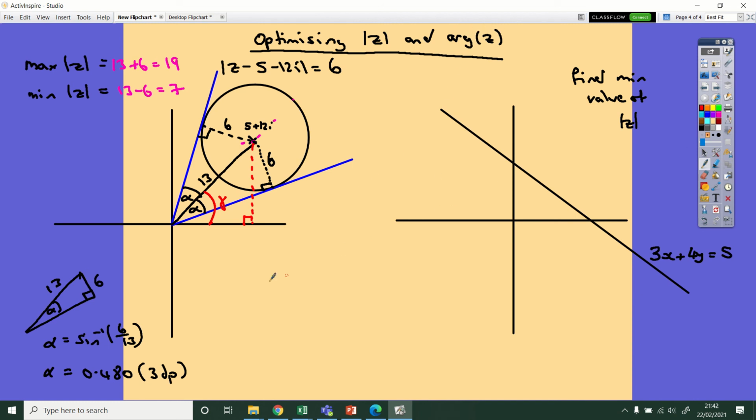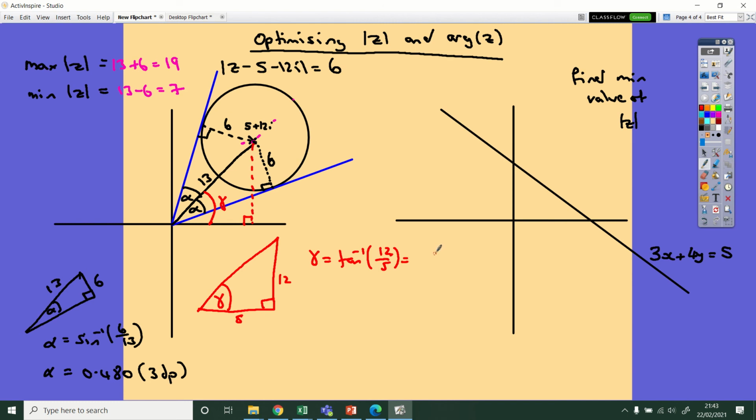So let's draw our red triangle again. So here it is. It joins the origin to the centre, which is at 5 plus 12i. And here's gamma. So using tan this time, gamma is going to be the inverse tan of 12 over 5.